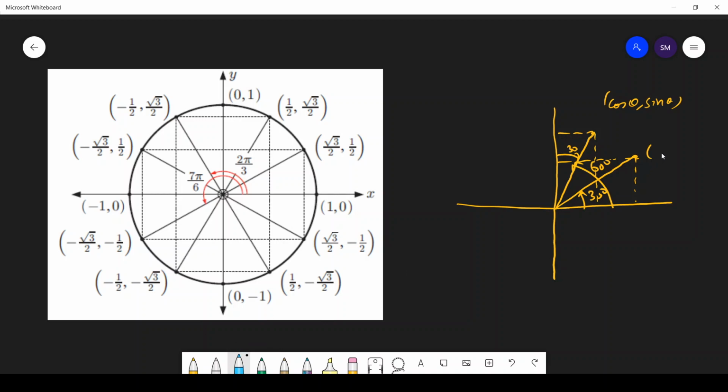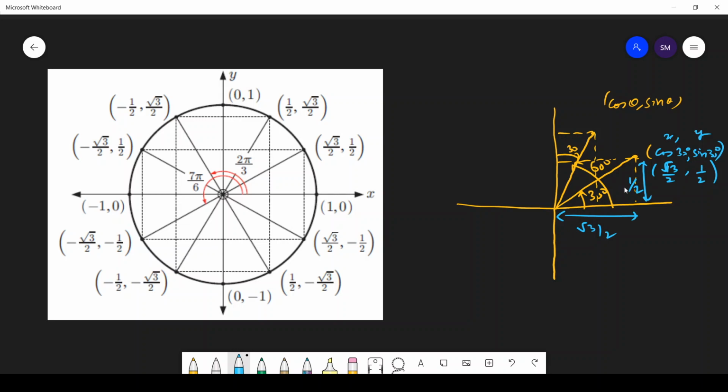So tell me students, what is the value of cos 30, sin 30? Sin 30 is 1 by 2, and cos 30 is root 3 by 2. So it means this length is root 3 by 2, and this length is 1 by 2. Am I right?